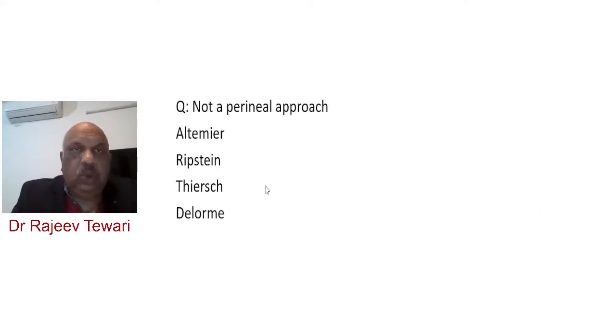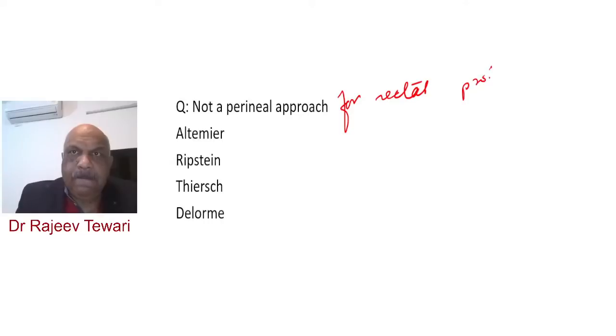Okay, the second question was: which is not a perineal approach for rectal prolapse. Altemeier, as you know, is perineal rectosigmoidectomy. Thiersch is a wire or suture placed around the anus. Delorme is plication of muscle. These three are done by the perineum. This is not done by perineum. This is done by laparotomy or laparoscopy approach, where we fix the rectum posteriorly to the sacrum.